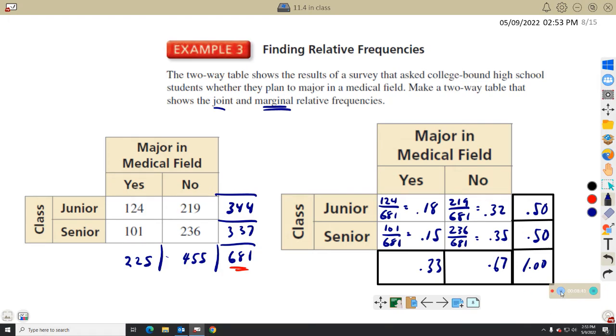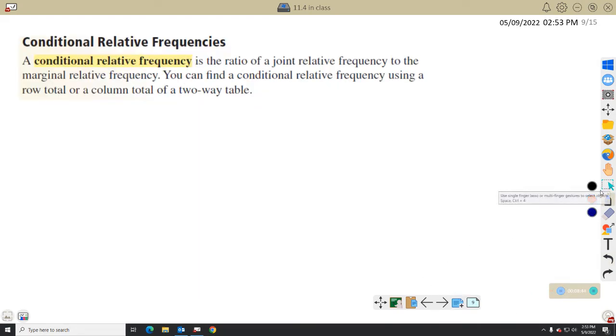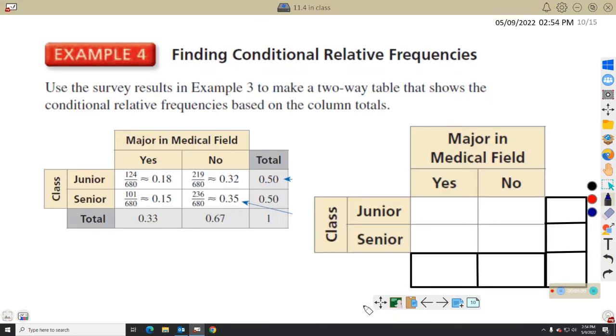All right? And now we've got something called conditional relative frequencies. It's the ratio of a joint relative frequency to a marginal relative frequency. So again, we're just going to divide the joint by the marginal. And so let's take a look at what we're going to do here. So this is the one we just did, but it's all kind of nice, right? This is the one we just did.